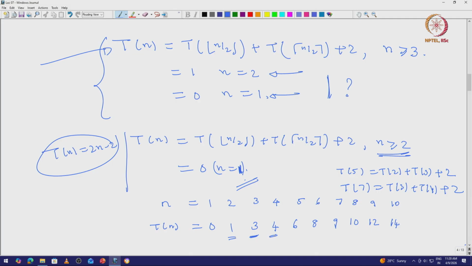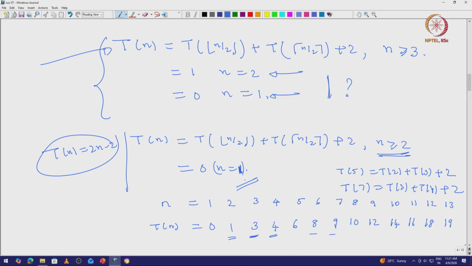Now, are you seeing any pattern? This is T of n. Then we can write 11 and 12. T of 11 is T of 5 plus T of 6 plus 2, this is 16. T of 12 will be T of 6 plus T of 6, 8 plus 8, 16 plus 2, 18. Now T of 13 is T of 6 plus T of 7, 8 plus 9, 17 plus 2 is 19.